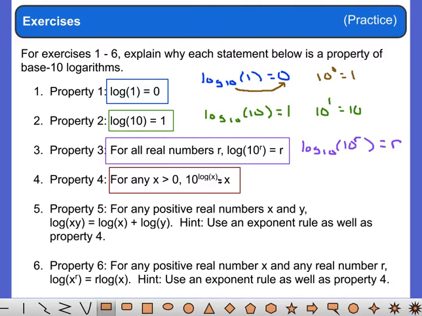The next property, let's see, where's it hiding? Right here. If you have the product of x times y inside of a log, that equals the sum of each of x and y logged individually. And then our last property is that if we have log x with an r as the exponent, we can move that r to the front as a product. So it can be rewritten as r times the log of x.